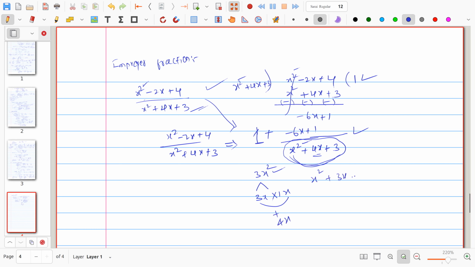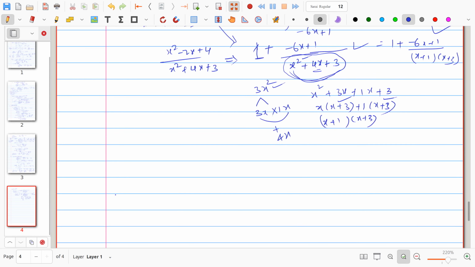So x, we are taking common x plus 3, and here taking common of 1, and x plus 3 is here, x plus 3 on both sides, and then the common term is x plus 1, x plus 3. We can write this in the form of 1 plus 6 minus 6x plus 1 divided by x plus 1 and x plus 3. This term we are solving.